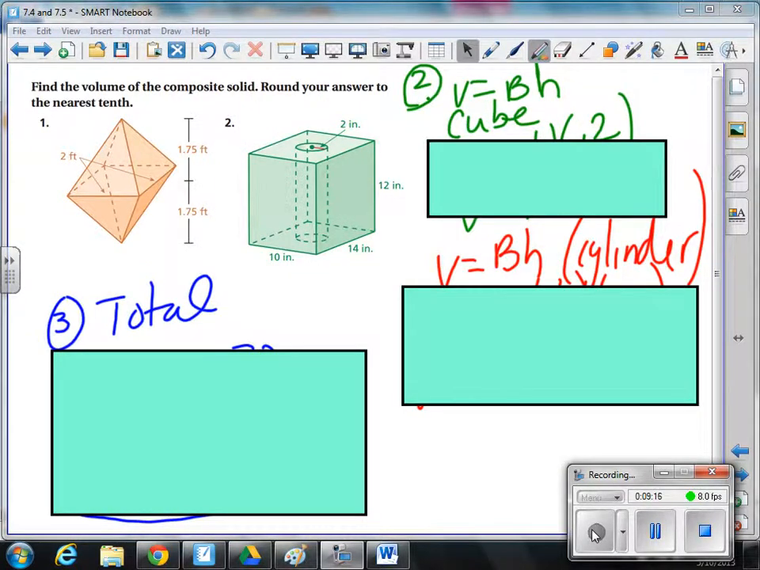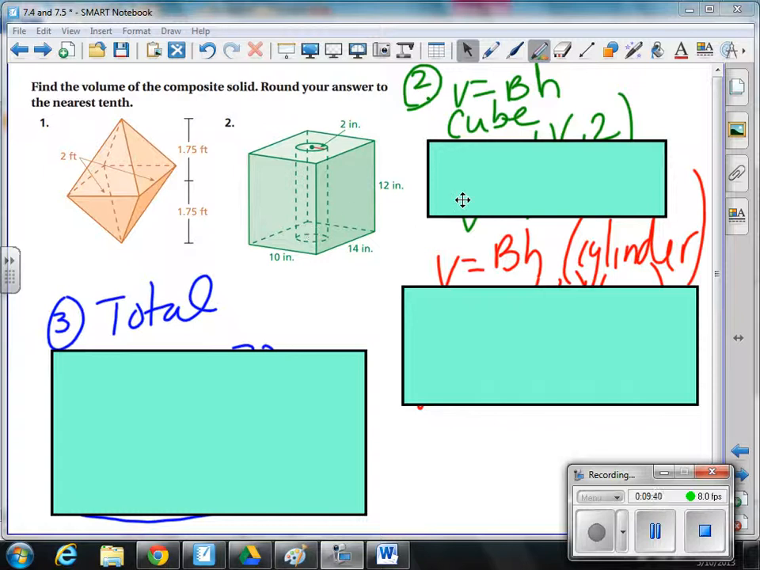Okay, for this last example here today, we're going to look at example number 2. So again, from your perspective, I don't know if you'll be able to see this, but we drilled a cylinder out of this rectangular pyramid.